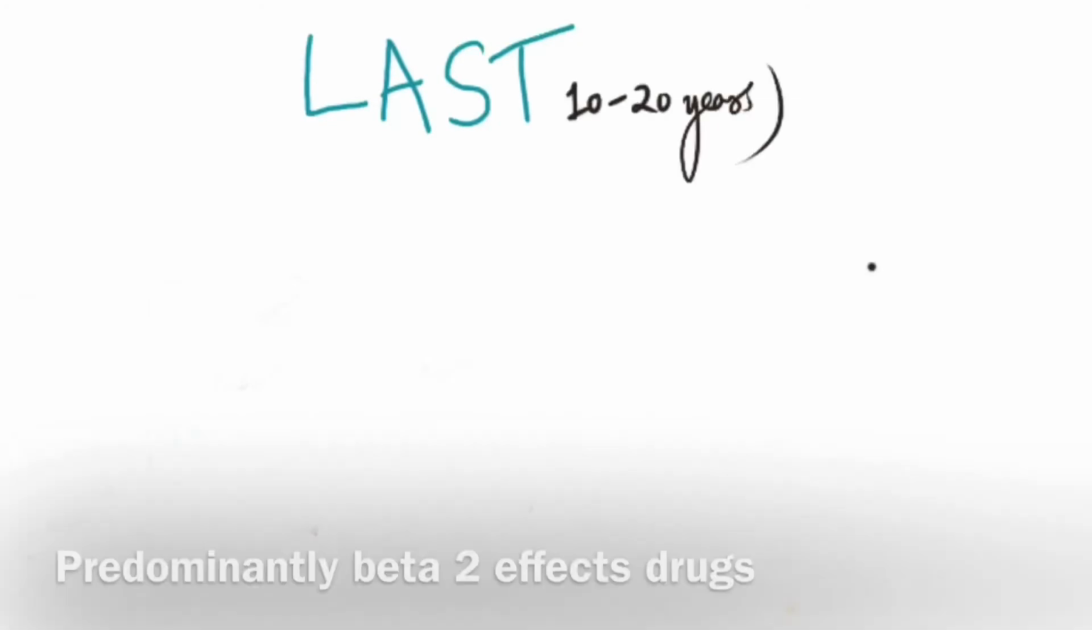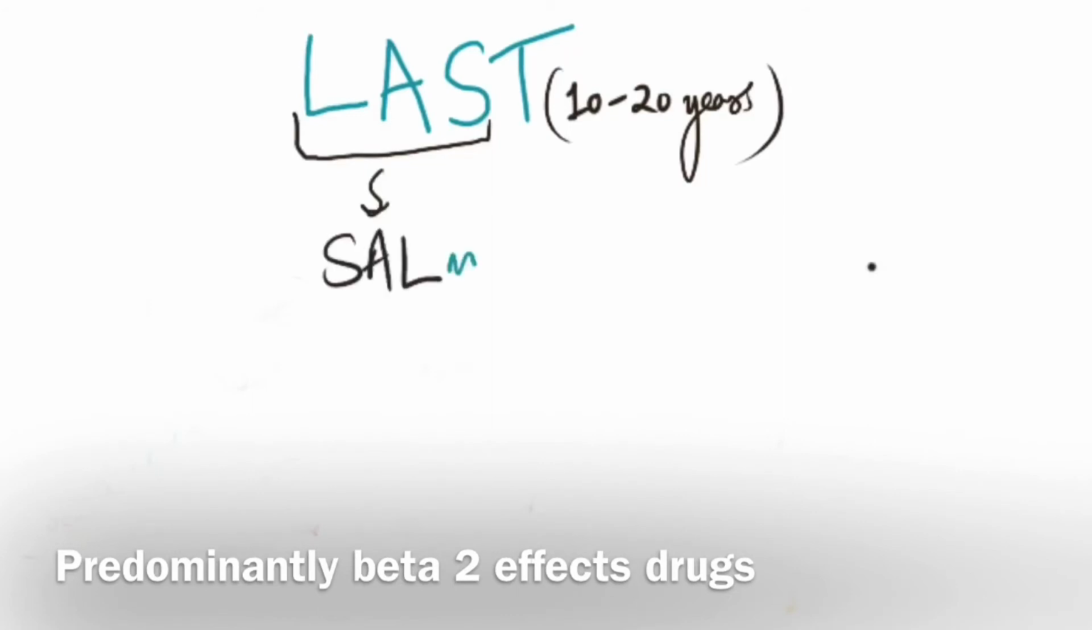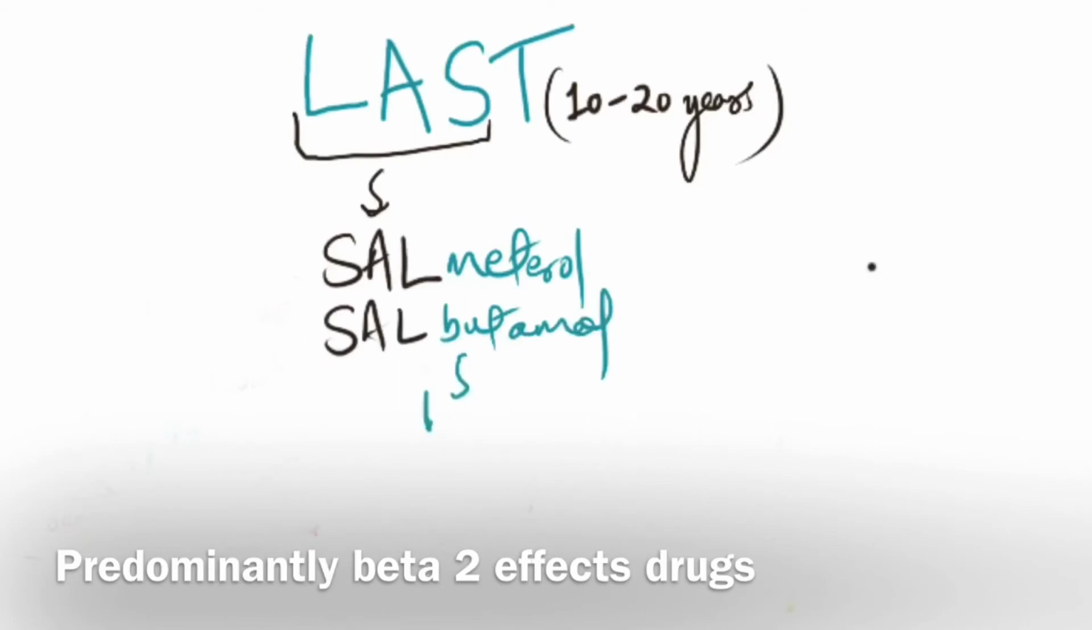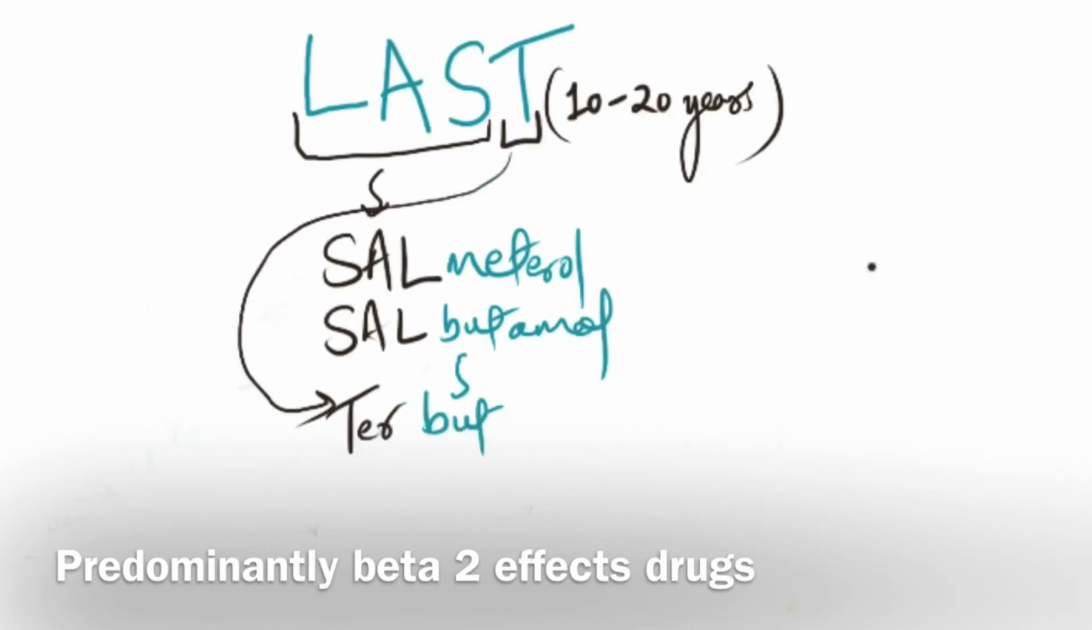Like I've said, according to the latest research, which is the choice for asthma, in the last 10 years they have discovered that predominantly beta agonist drugs are the best drugs for asthma. From SAL you can convert salmeterol and salbutamol. Salmeterol is a long-acting drug and salbutamol is a short-acting drug. Terbutaline is also a short-acting drug.